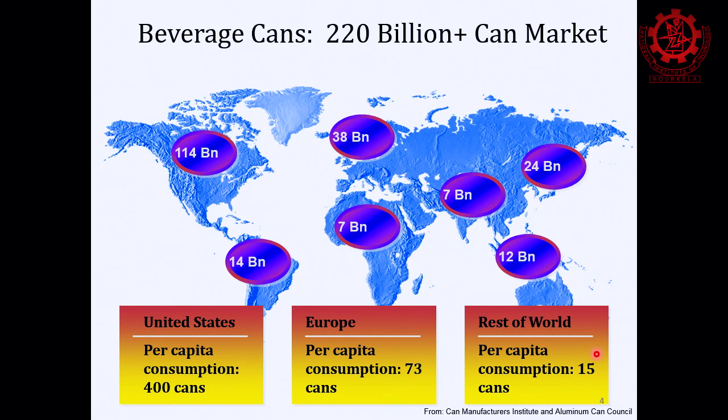So this figure will tell you the difference in per capita consumption of cans between different parts of the world. So US uses 400 cans per capita per year. Europe has 73, significantly lower, and rest of the world we have 15 cans. So as you can see the difference, you can imagine people don't cook at all there.